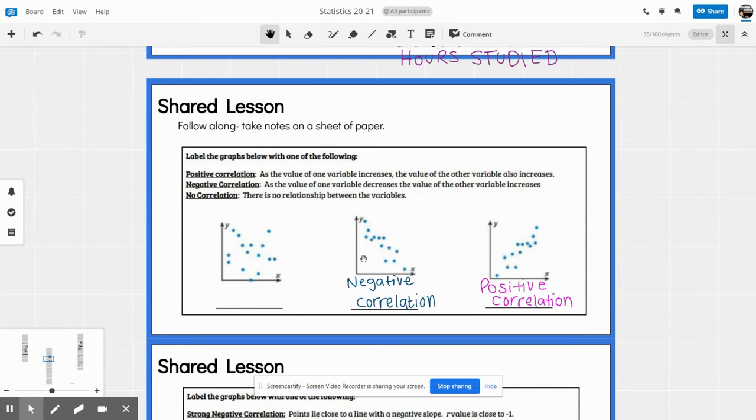Finally, a no correlation is there's no relationship between the variables. So as you look at this first graph right here, all of our data is spread out. They're not really following a trend. Some are going up, some are going down. There's no strong pattern to this graph. So that would be no correlation. All right, so that is it for positive, negative, or no correlation.